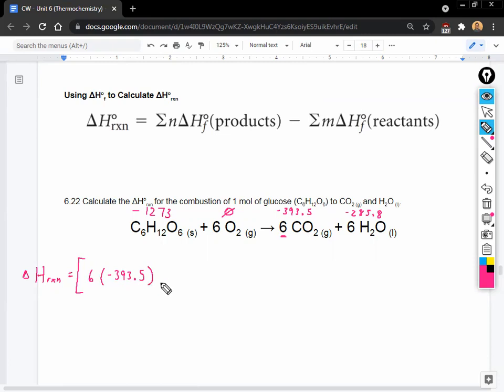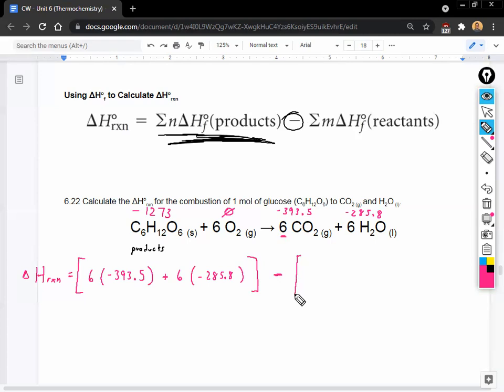Okay. And then we're going to combine that with 6 moles of water. And so we're going to have negative 285.8. And this is going to represent the value for the products. That's going to be this thing right here. So this symbol right here in the equation is basically just telling you to add up the enthalpies for the products. And then it tells us that we are going to subtract the same thing, the energy of the reactants.